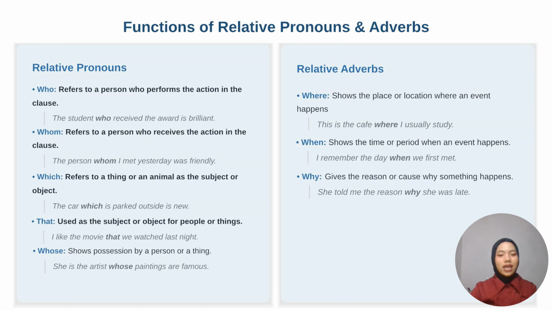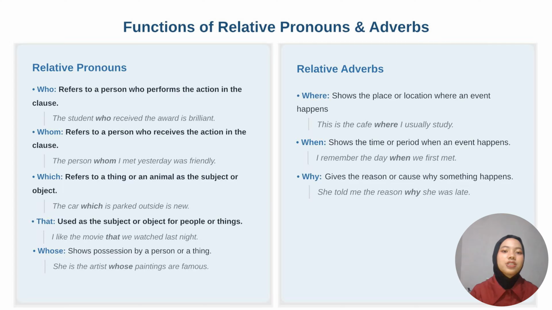So now let's move on to the relative adverbs. Where is used for places. For example, this is the cafe where I usually study. The clause describes which cafe. Next, when refers to time. For example, I remember the day when we first met. It tells us which day we are talking about. And last, why. Why gives a reason. For example, she told me the reason why she was late.